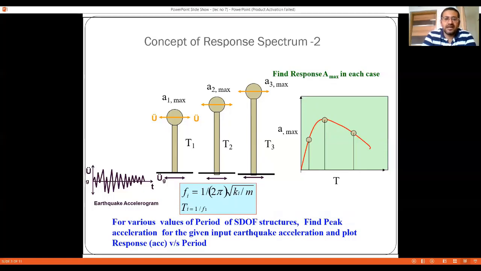Once the angular frequency is available, we can calculate the natural frequency. The natural frequency is given by f equals omega by 2 pi, where omega equals the square root of k by m. Once the natural frequency is available, we can calculate the natural time period, given by T equals 1 by f. So from the angular frequency we find the natural frequency, and from the natural frequency we find the time period. So for various values of period of single degree of freedom structures, we find the peak acceleration for a given important earthquake acceleration and plot response versus the period.